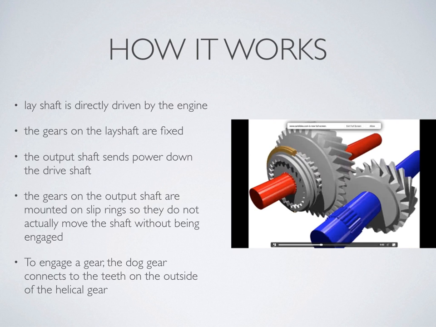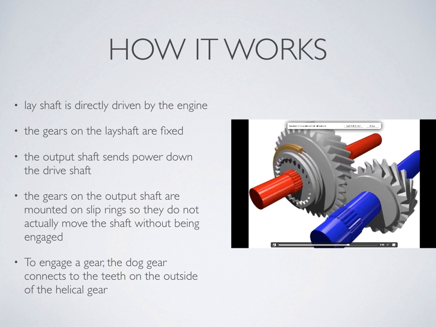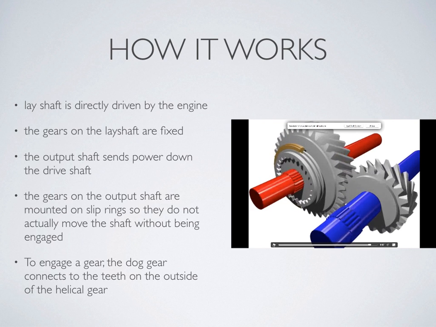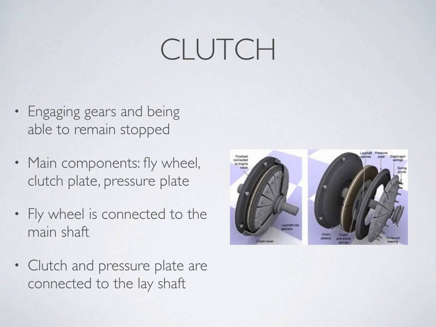So how a gear is selected is a selector fork pushes a dog gear, which is an inward gear with teeth, onto the teeth on the outside of the helical gear, which connects the helical gear to the drive shaft. And here's a small animation for you guys to see how that works. So there you go. So moving on to the clutch.